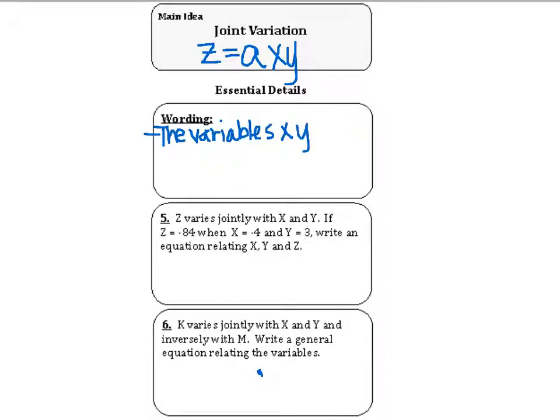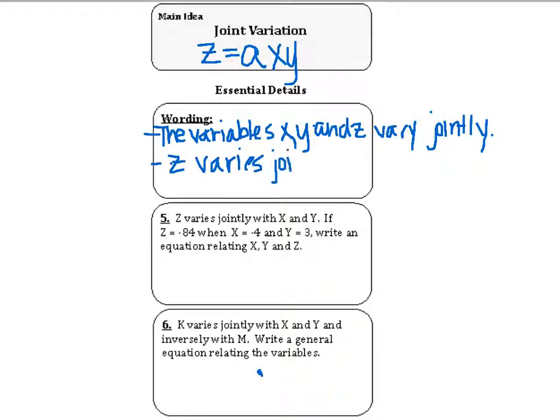x, y, and z vary jointly. Okay, that's one thing you might see. The variables x, y, and z vary jointly. You might also see z varies jointly with x and y. Okay, so those are the 2 ways that you might see this written.